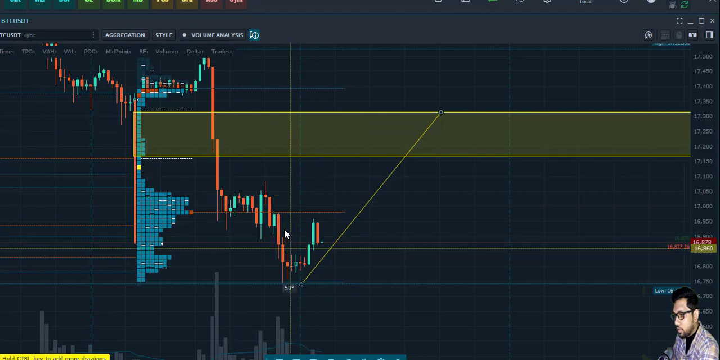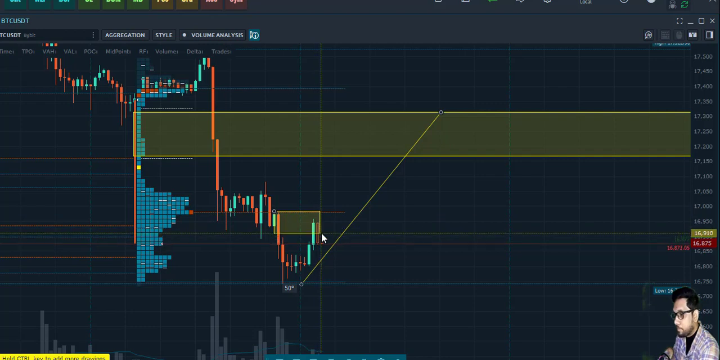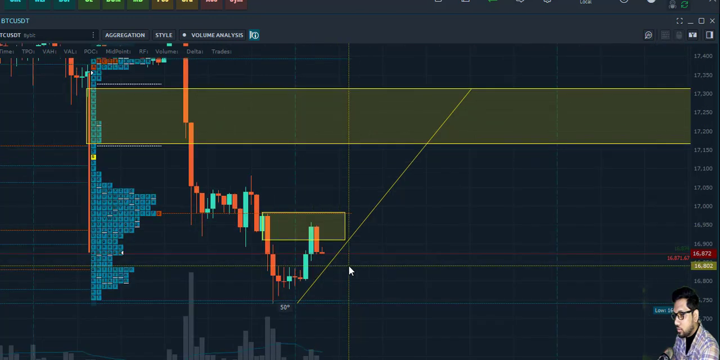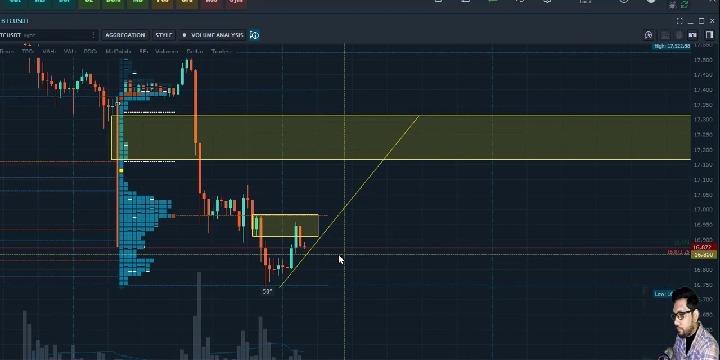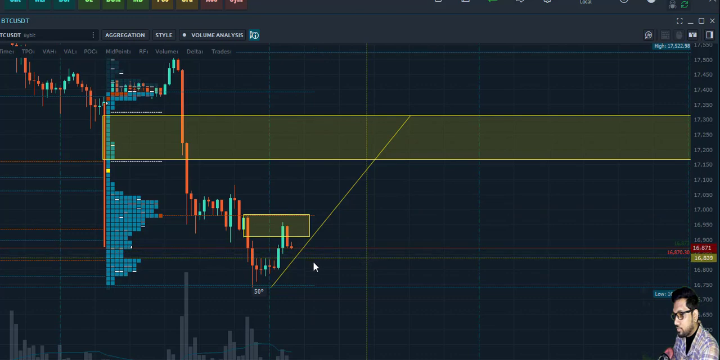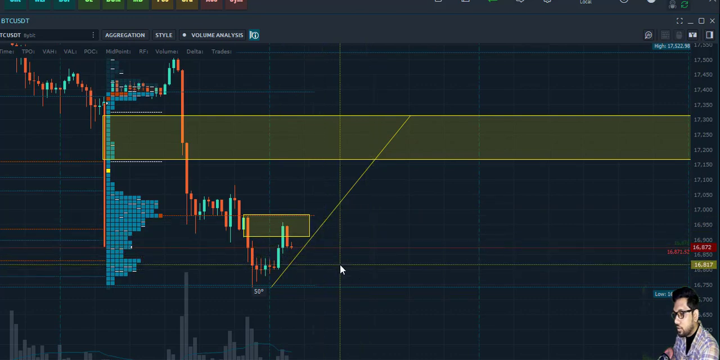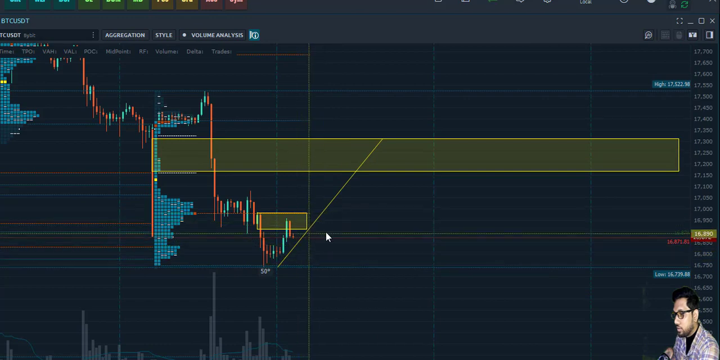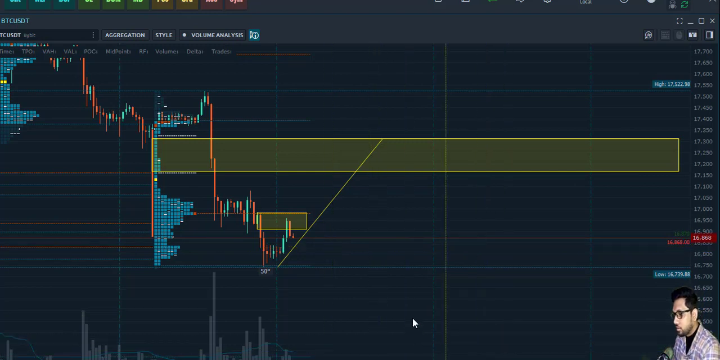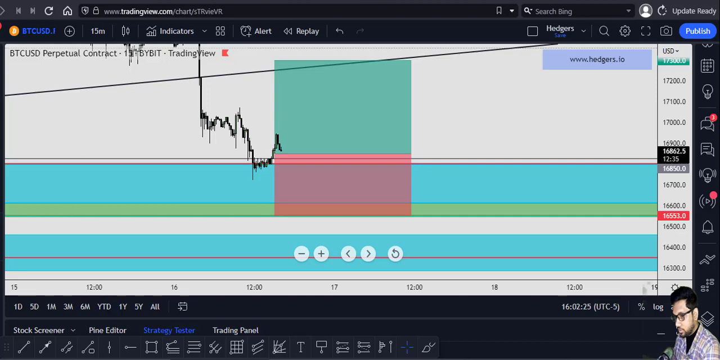But right now we have the 30 minute order block here that has been rejected. So let's see if we hold this range and push more upside, then this trade is really nice. Else we will be going to retest the 16,750 level again. Yes, probably. So let's analyze the dollar index.